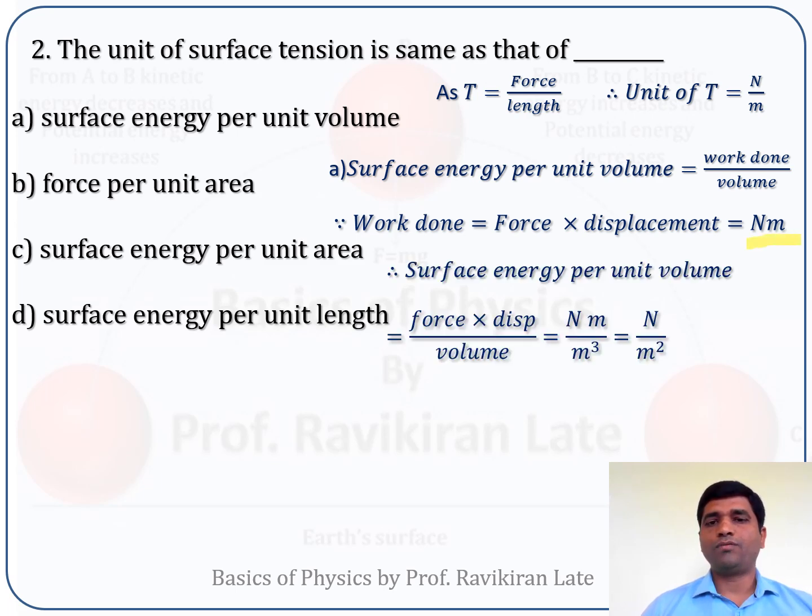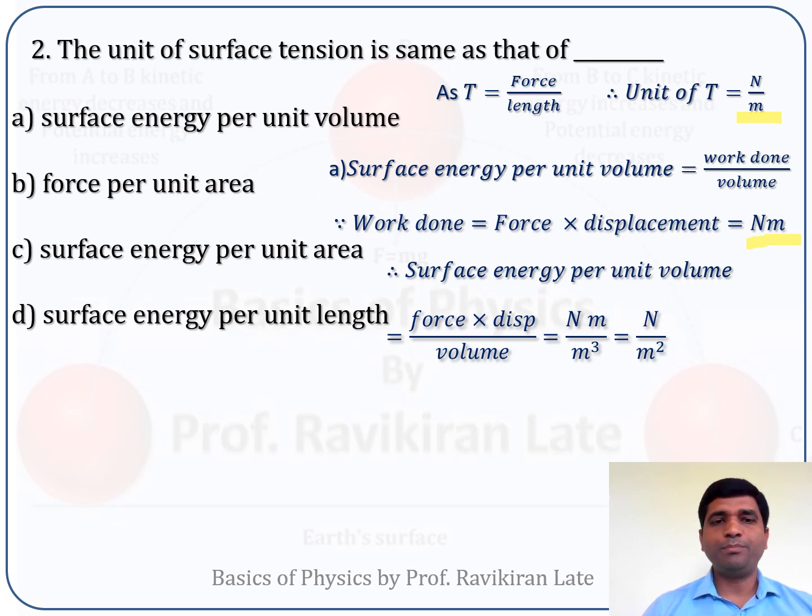Now we will substitute these quantities in the first one, that is surface energy per unit volume, which is nothing but force into displacement divided by volume. Force is measured in terms of Newton, displacement is measured in terms of meter, and volume is measured in terms of meter cube. So its unit is coming out to be Newton per meter square. But we know that the unit of surface tension is Newton per meter. So obviously option A is not the answer.